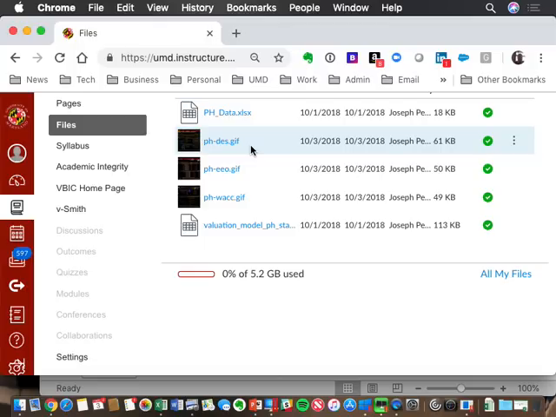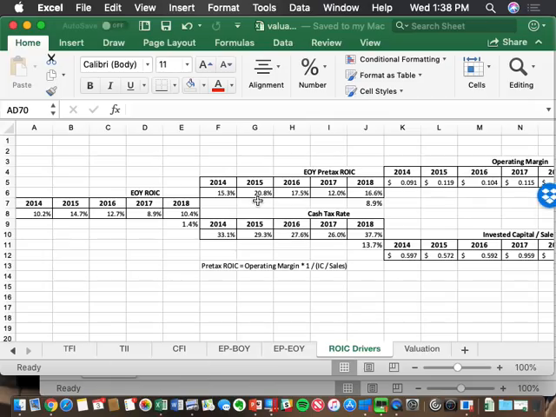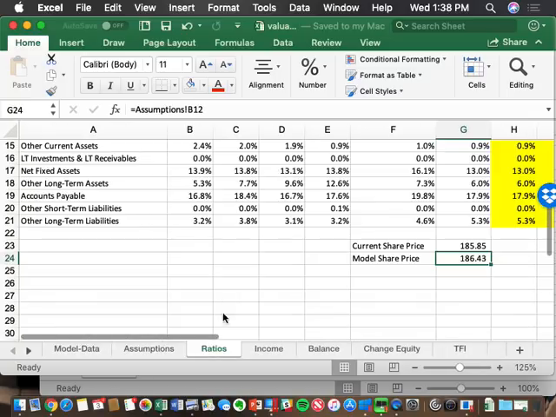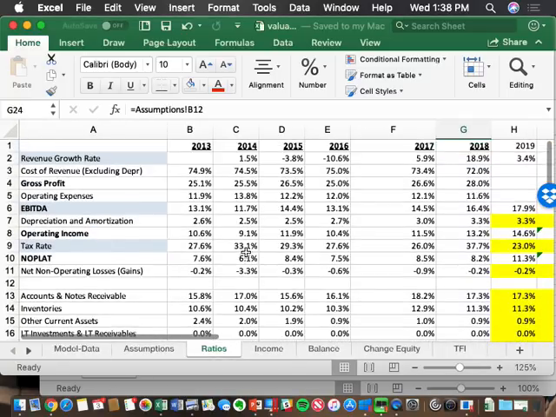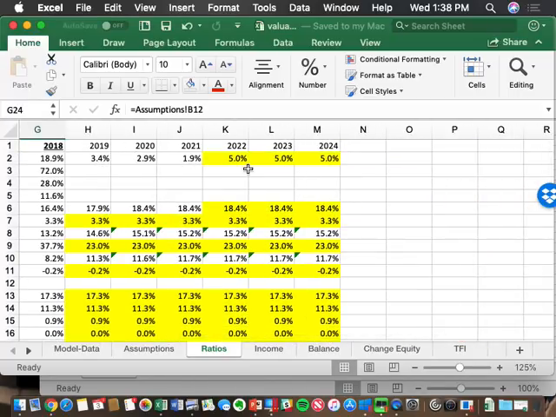Yes? I have a question about the ratios page. Which page? The ratios page. Okay. So when I was changing the cost of the revenue growth rate, for 2019 through 2021, my projected one for 2022, 23, and 24 also seems to be 1.9%.